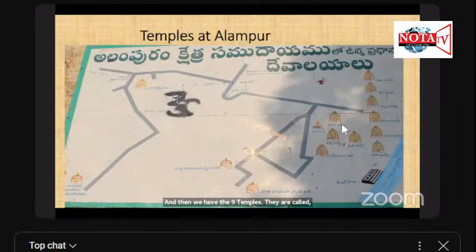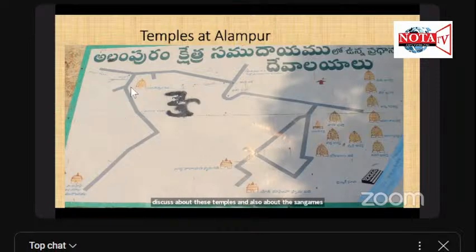This is a map found at the entrance of the Balabrahmeswara temple. You can see this map, and it is also found in the museum. Here, all these temples, I'm going to discuss, and also the Sangameshwara temple, which is located here, and the Papanasi group of temples.